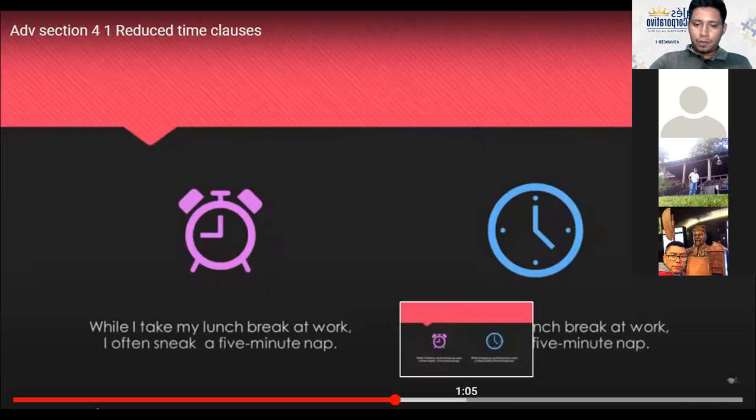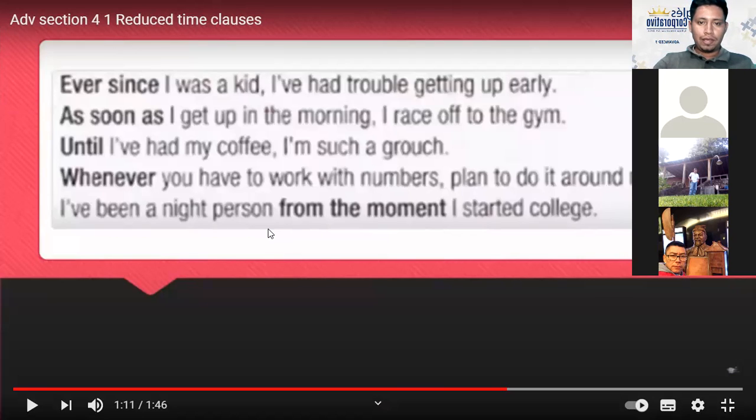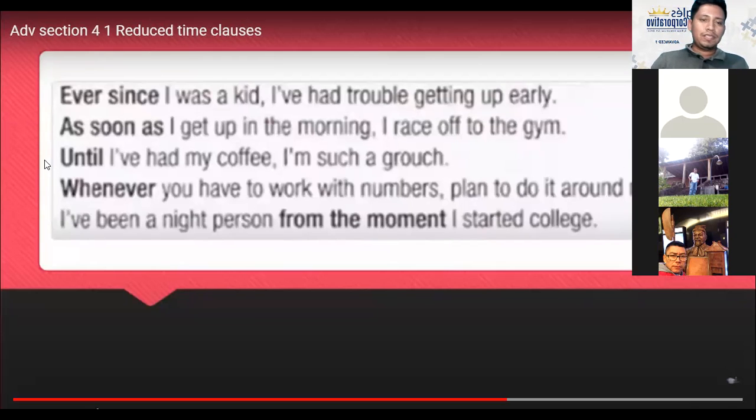Well, in this part here, we have some other examples of time expressions and the sentences that we have for reducing. Ever since I was a kid, I have trouble getting up early. As soon as I get up in the morning, I race off to the gym. Until I have my coffee, I'm such a grouch. Whenever you have to work with numbers, plan to do it around noon. I have been a night person from the moment I started college. So there we have those sentences.